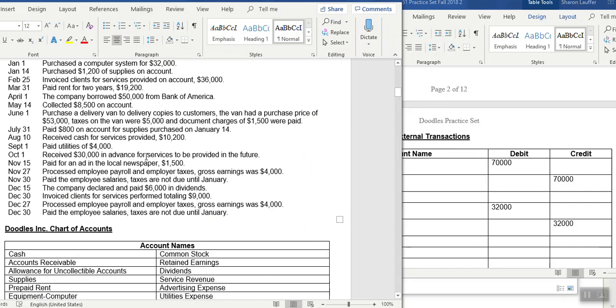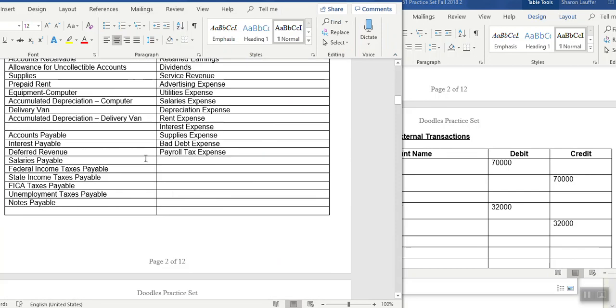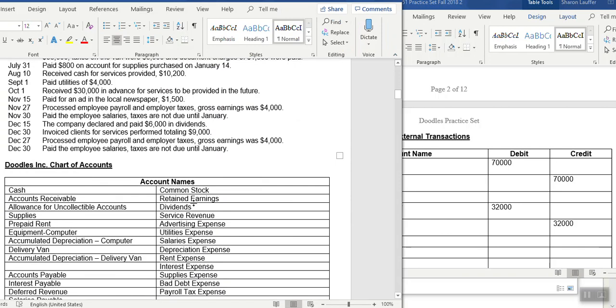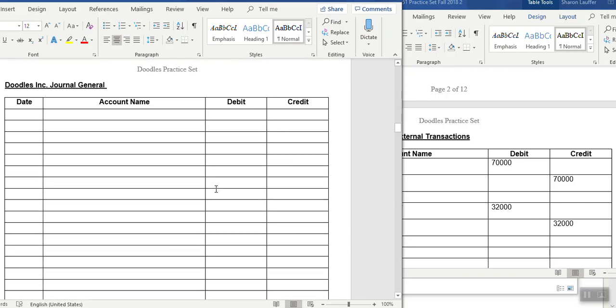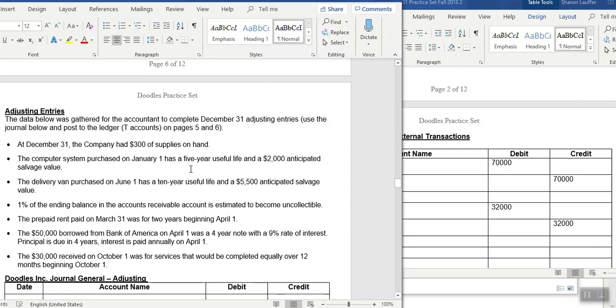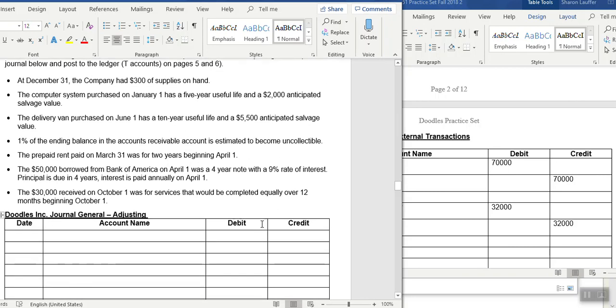Just making sure I don't see any other. So these are the regular transactions. The adjusting entries, I don't think they gave us any additional entries. Oh, here they are. So our adjusting entries, it says, stated below, was gathered by the accountant. This is where you need some of the information that was given at the top, like they use straight line depreciation. And I talked about how they record uncollectibles. So you're going to make the adjusting entries.